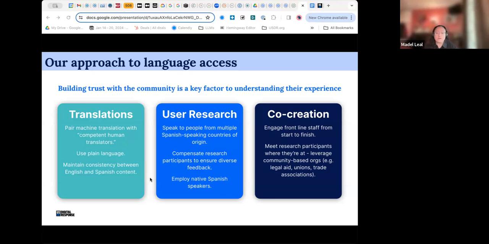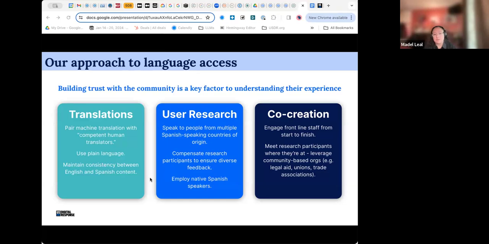Another key component in our framework is user research. We firmly believe that those who are closest to the pain points we're trying to find solutions for should be the ones informing, or should be close to the solution-informing stage. Our research approach is inclusive and diverse. We spoke to individuals in the New Jersey work. We spoke with individuals from multiple Spanish-speaking countries of origin to capture the full spectrum of experiences and perspectives.